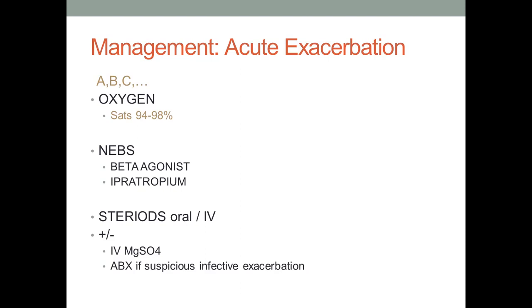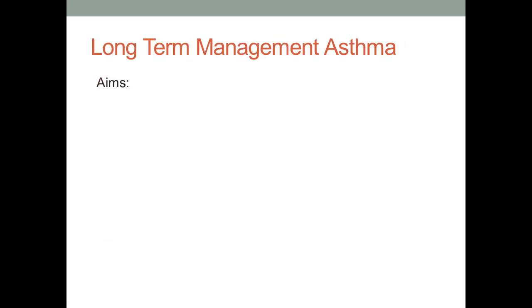In nebulization, salbutamol nebulization, usually we give a beta agonist, salbutamol and ipratropium nebulization, and steroids are also important. And if infection is suspected, then antibiotics are given. If the patient doesn't improve with this treatment, then IV magnesium sulfate or aminophylline is given to relieve the patient's symptoms.